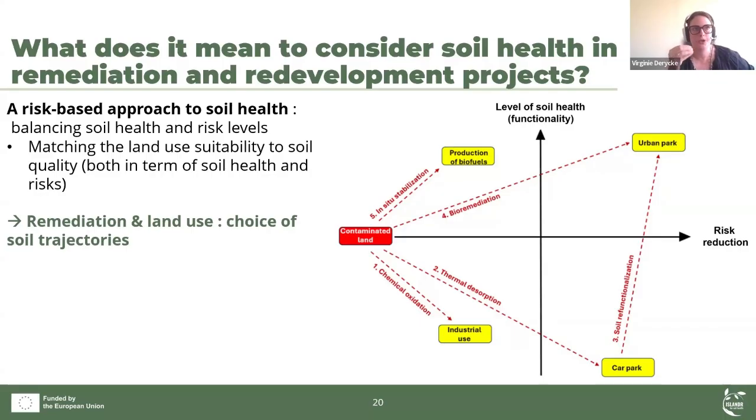Again, land use. Usually in contaminated land management, you will only look at land use and risk. Do I have schools here, or do I have industry? And now we put into that the level of soil functionality, the soil health that is needed. So it's matching land use with risk and soil health expectation. So we can go for the next.